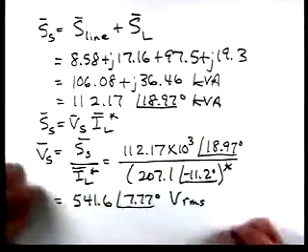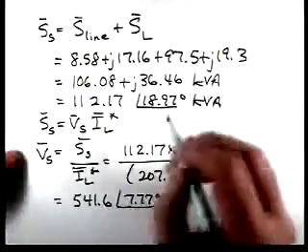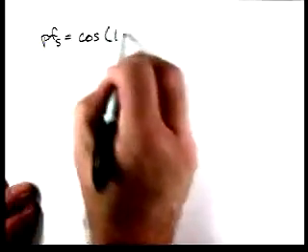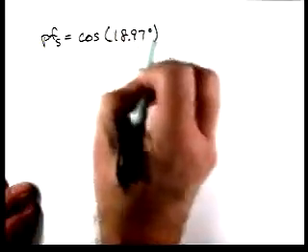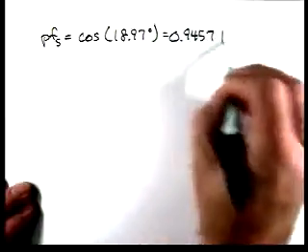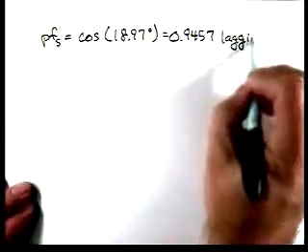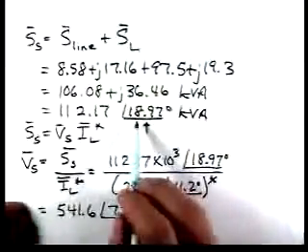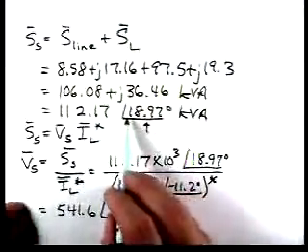Now, the power factor we can get by taking the cosine of this angle. Okay. So the power factor of the source we get by taking the cosine of 18.97. It's 0.9457, and it's lagging, and the reason it's lagging is the angle on S is positive. Look back at S, this is a positive angle. If this angle had been negative, we'd have had a leading power factor.